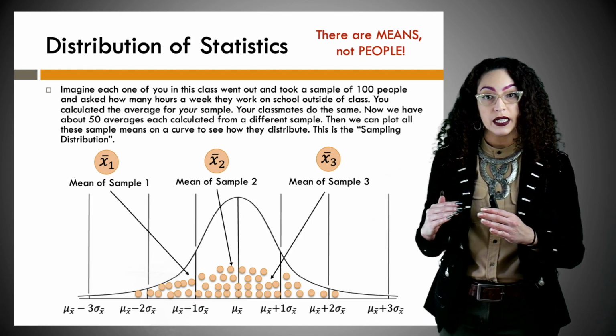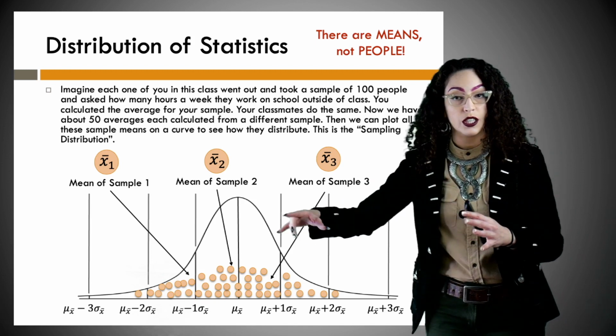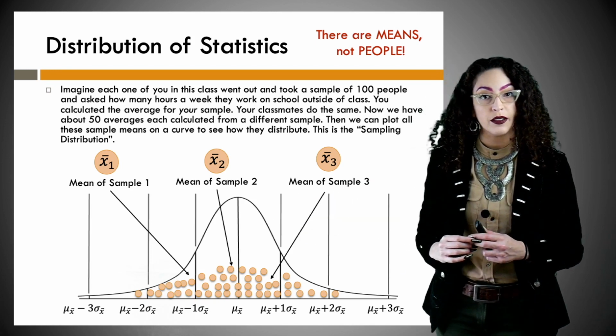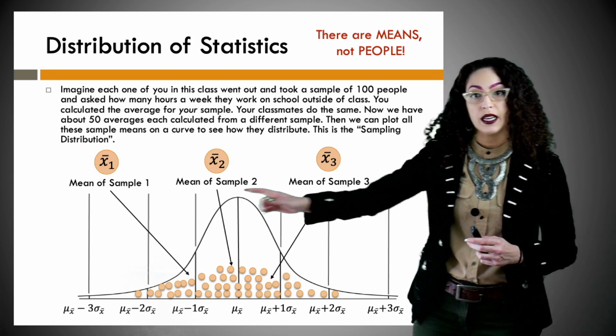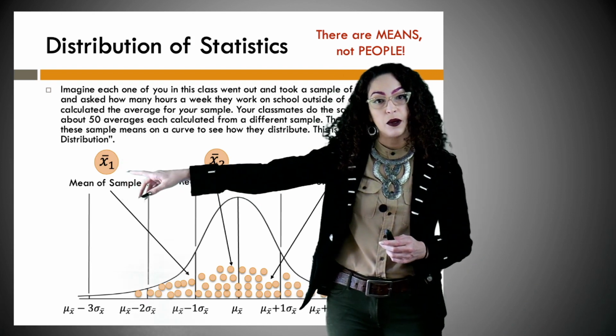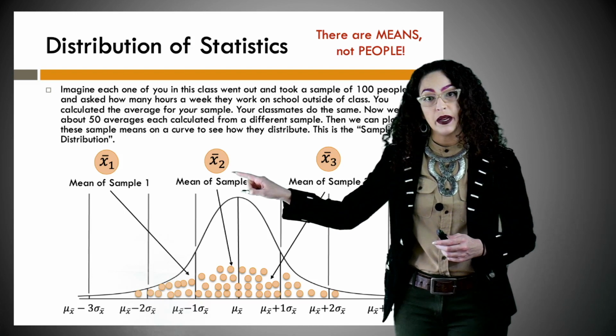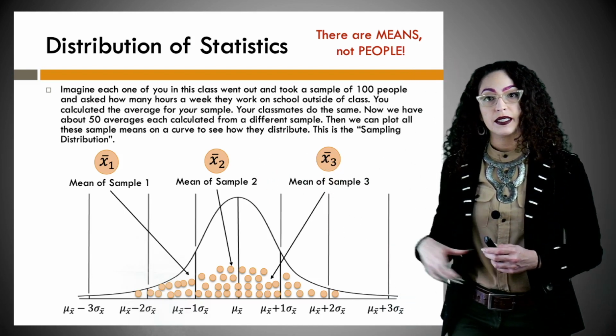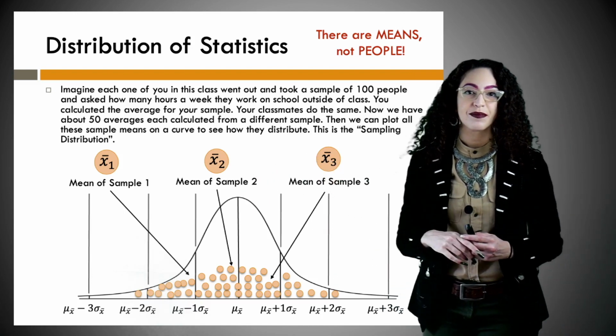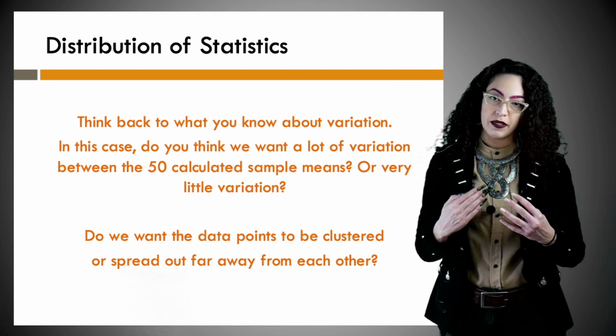We want to see how they all look in this sampling distribution together. So let's say that you are X bar 1. This is your sample mean somewhere out here. This is your buddies, and this is your other buddies, and everybody else's. So think back to what we know about variation.